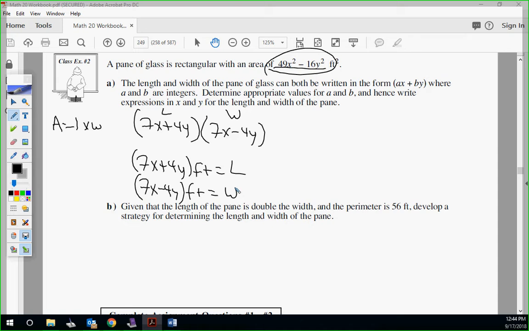So it says, given that the length of the pane is double the width and the perimeter is 56, develop a strategy for determining the length and width of the pane. So what that means is, if the length of the pane is double the width, that means that 7x plus 4y equals 2 times 7x minus 4y. Does that make sense? My length is 2 of my widths.